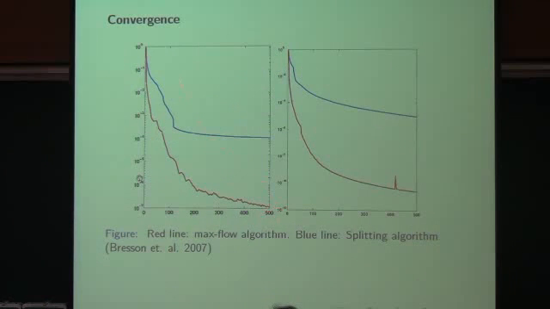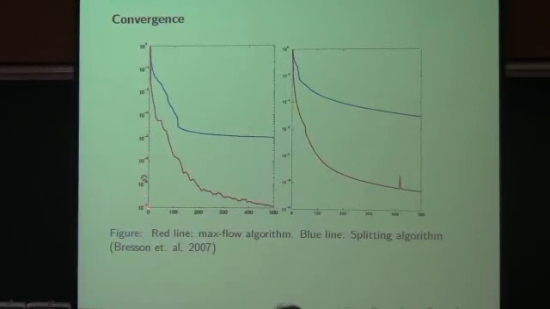Here is a comparison. Here is the number of iterations. I think the red curve is our method, and here is split Bregman. I can't remember what this axis is; I think it's the error to the true solution. Yeah, so it goes much quicker than split Bregman.